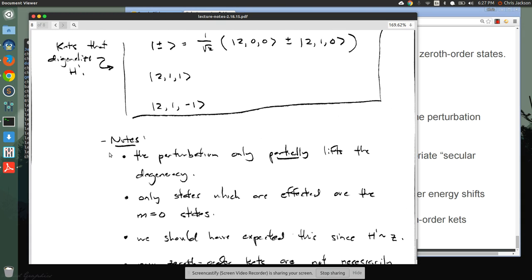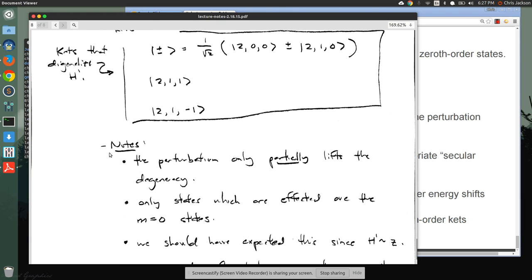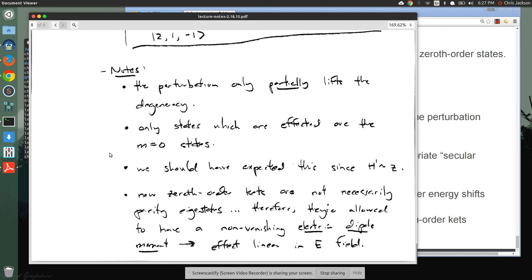So just some quick notes. Again, we see that in this case, the perturbation only partially lifted the degeneracy, and a lot of times that will be the case, right? So we didn't completely destroy the symmetry here. Here we have spherical symmetry, right? And we're applying the electric field in the z direction, so we would expect the m equals 0 states to be the ones that are affected, right? And we should have expected this, since the perturbation Hamiltonian goes like z.